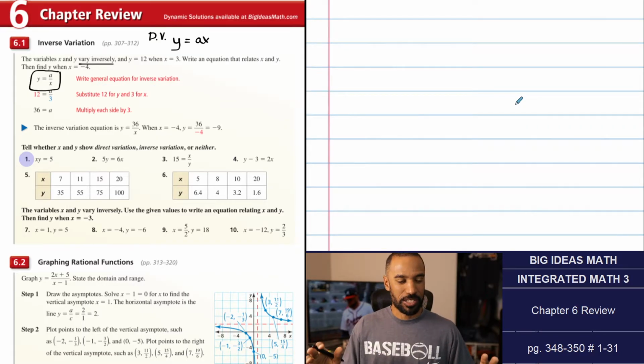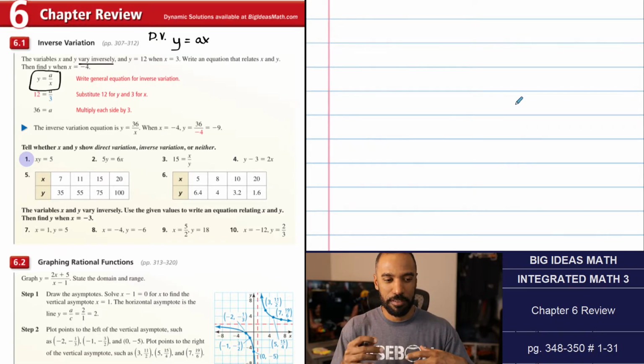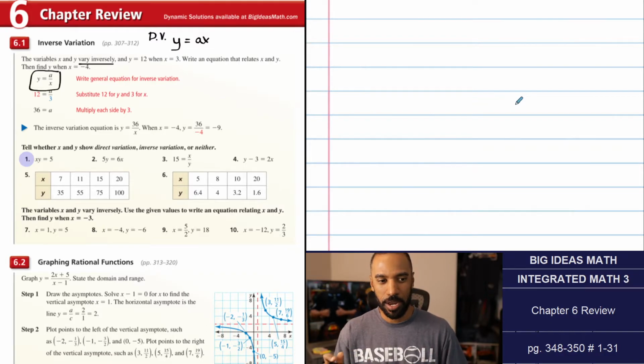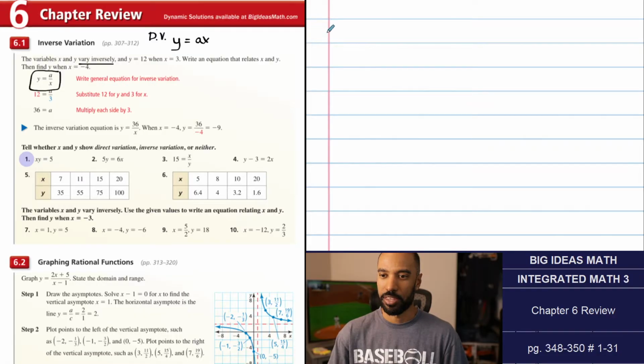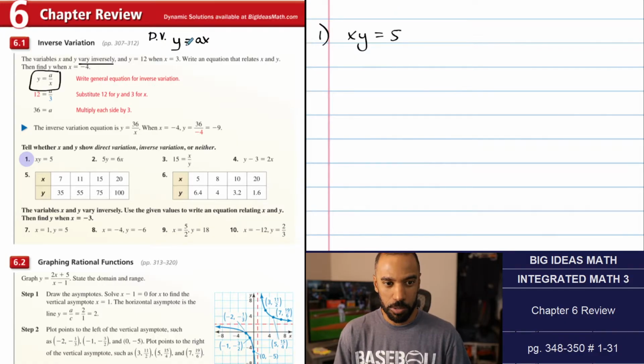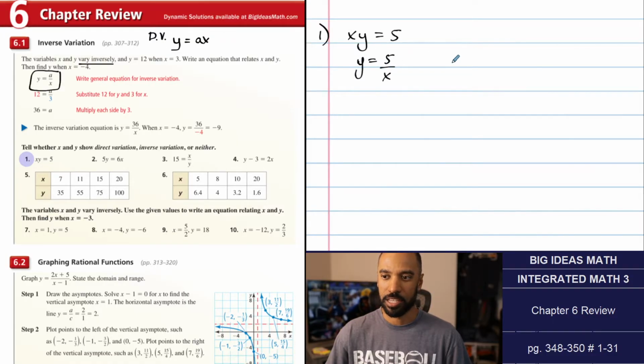Numbers 1 through 6, whether 1 through 4 in equations or 5 through 6 in tables, we are stating whether x and y show direct variation, inverse variation, or neither. Now, number 1 shows a product of x times y equals 5. I did mention that if you multiply your two variables, multiplying by x on both sides right here, you would get inverse variation. If you want to know for sure, divide both sides by x, and you can see you're dividing some a by x, therefore this is inverse variation.